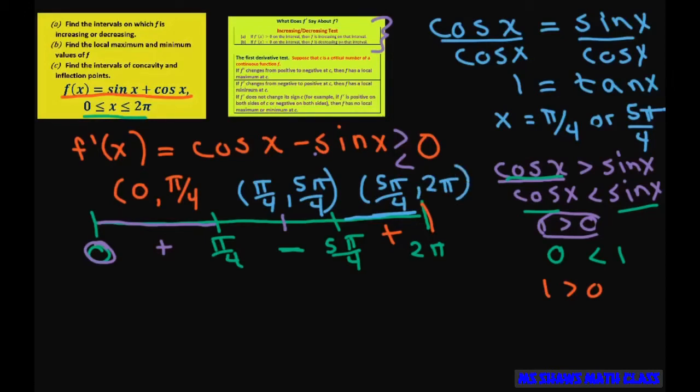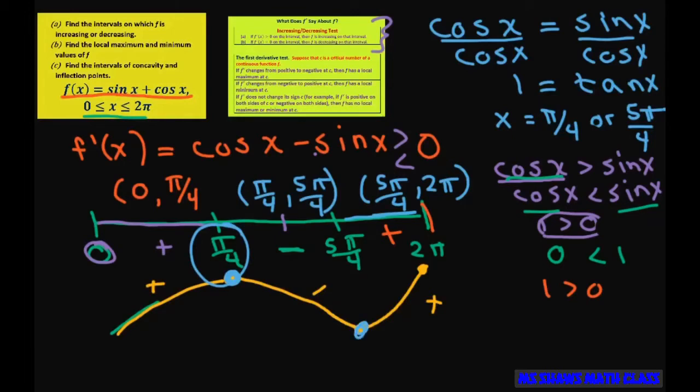All right. So now those are the intervals where it's increasing and decreasing. Basically what this means is you're increasing from 0 to pi divided by 4, decreasing from pi divided by 4 to 5 pi divided by 4, and then back to increasing. So this is increasing gradient, decreasing, increasing. This means there is a local maximum at pi divided by 4, and a local minimum at 5 pi divided by 4.